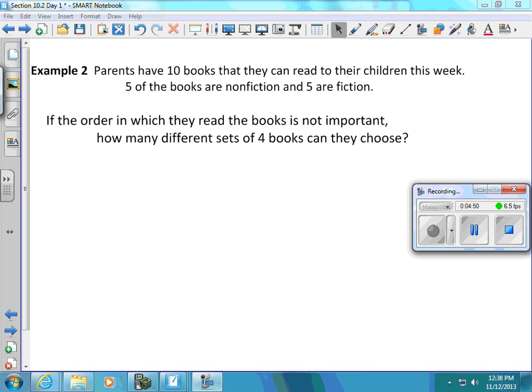Parents have 10 books that they can read to their children this week. 5 of the books are nonfiction and 5 are fiction. If the order that the books are read is not important, how many different sets of 4 books can they choose?